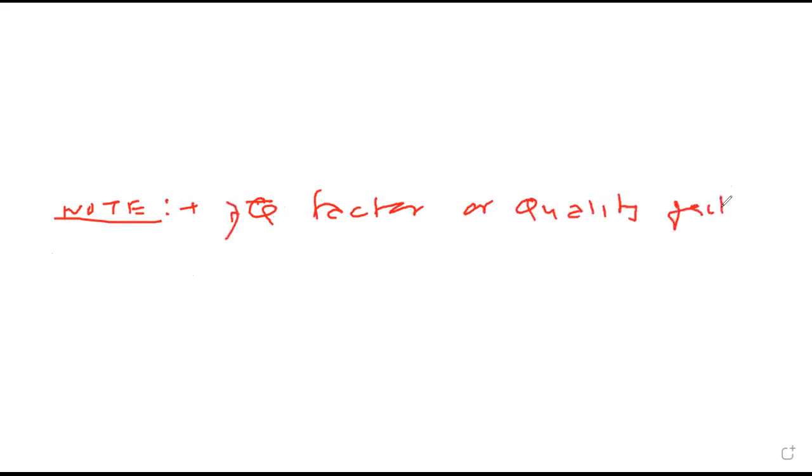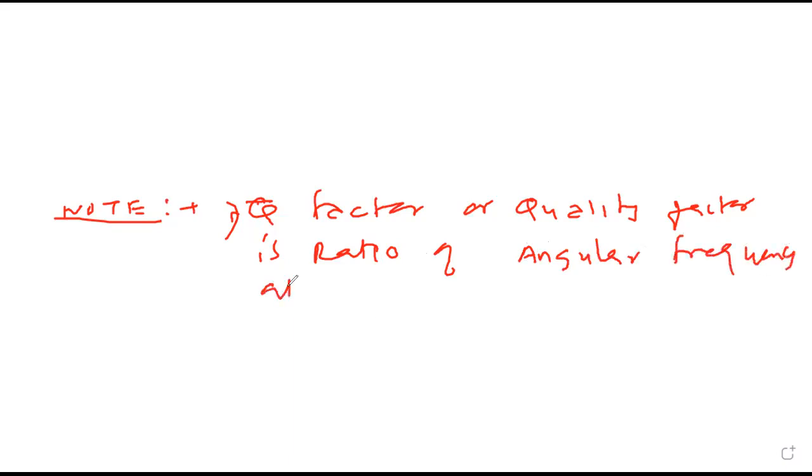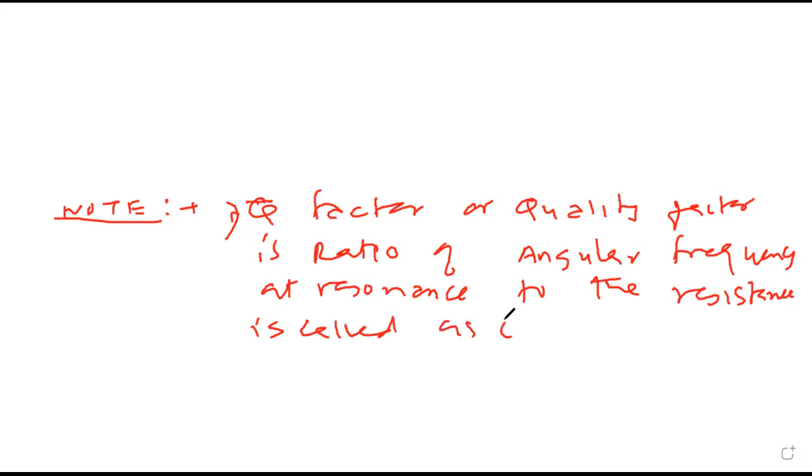So till this you have in the syllabus; the rest of the part is deleted for you this time. So just for a note, write down: Q factor, or quality factor, is the ratio of angular frequency at resonance to the resistance, is called the Q factor.